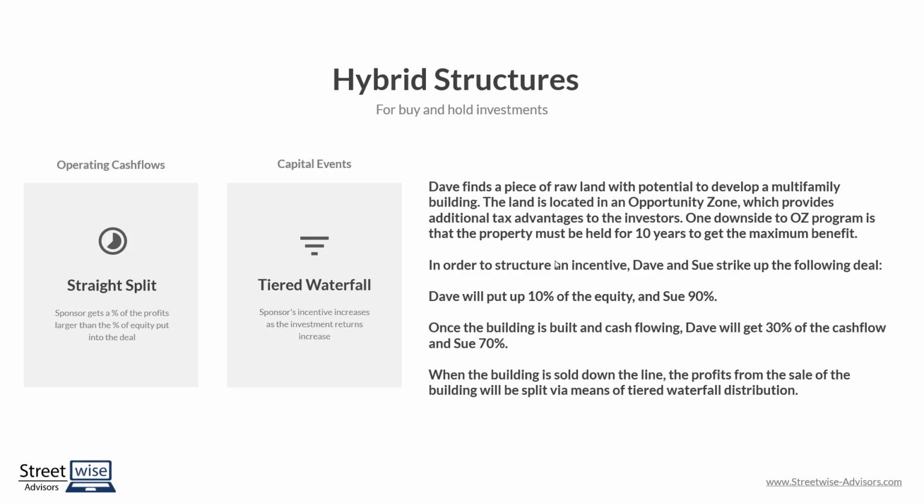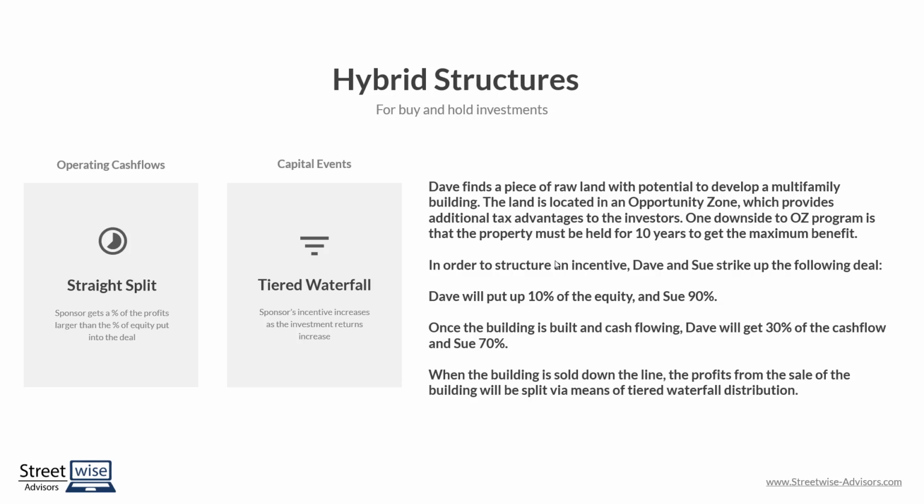So what we can do to change this is create a structure that has more than one type of profit splitting. So in order to structure an incentive, Dave and Sue strike up the following deal. Dave will put up 10% of the equity. Sue will put up 90%. Once the building is built and cash flowing, Dave will get 30% of the cash flow and Sue will get 70%. So here we can see that by structuring a straight split, as soon as the building is complete on operating cash flows, we can give Dave some additional incentive.